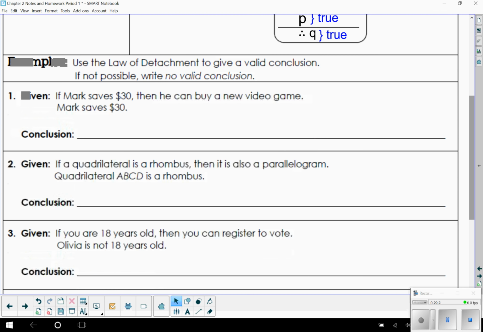Use the law of detachment to give a valid conclusion. If possible, write "no valid conclusion." Number one: If Mark saves $30, then he can buy a new video game. Mark saves $30.